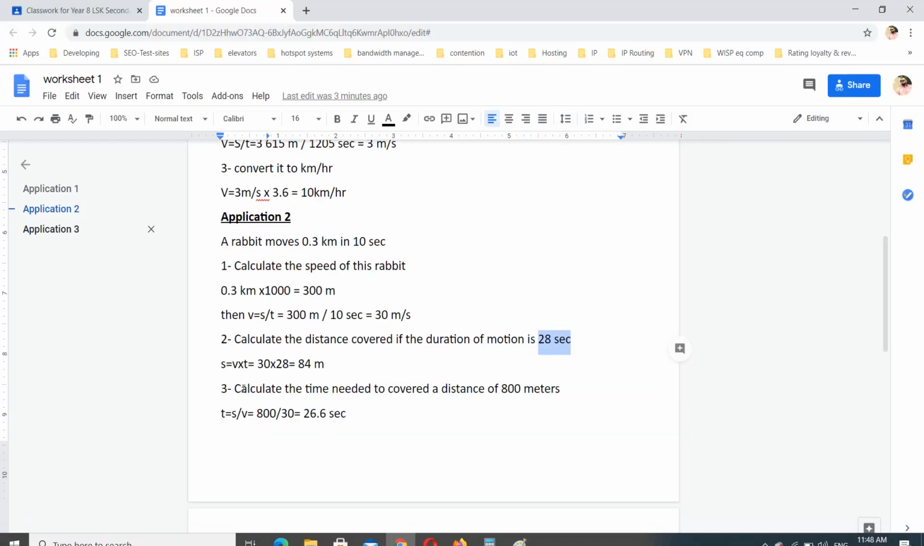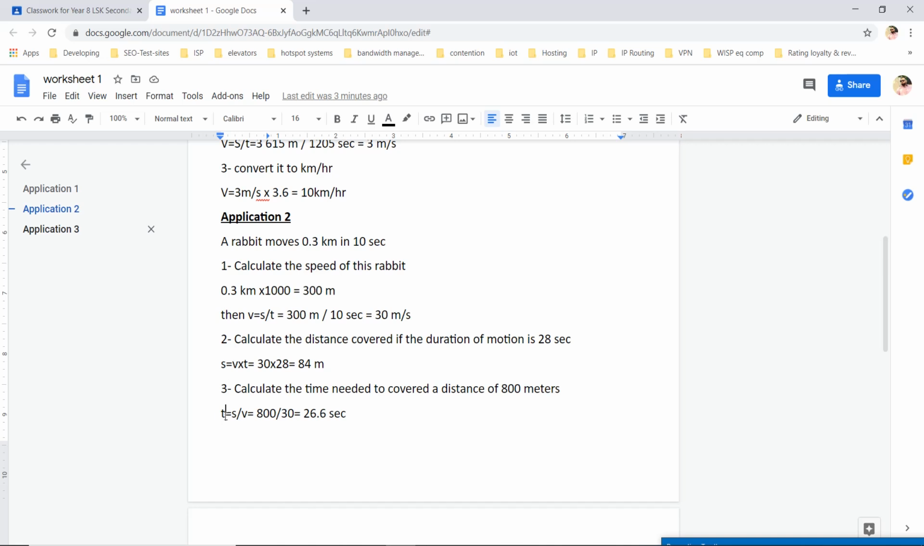So when I cover the T, T is equal to S divided by V. I go to the solution. So what is the S? S is the distance, given in the question: 800. What is V? V, I already calculated it, is 30. So 800 divided by 30 is 26.6. Of course, it's seconds. Why is it seconds? Because the speed is meter per second.